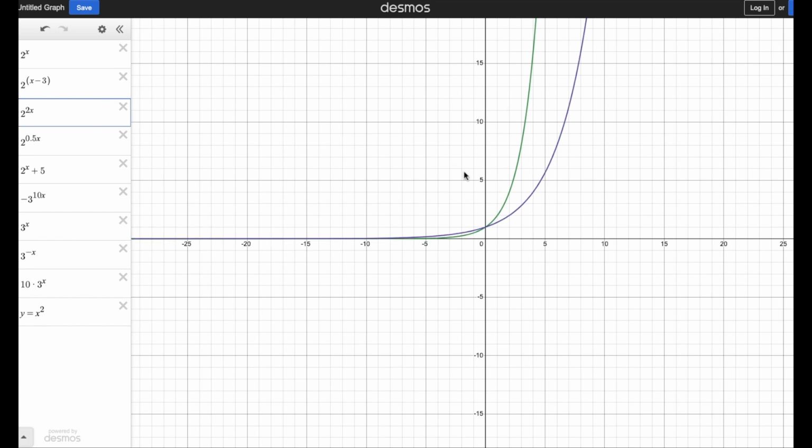So let's have a look at another one. If we do 2 to the half x, that's a horizontal stretch by a factor of 2. So if we look at this point at 2, 4, that now becomes 4, 4. Okay, so we've multiplied that x coordinate by 2. All right, let's have a look at another one. 2 to the x plus 5. You can see that's a vertical translation up 5 units. So every point on this graph is now shifted up 5.